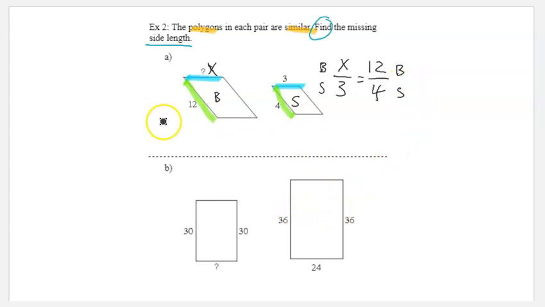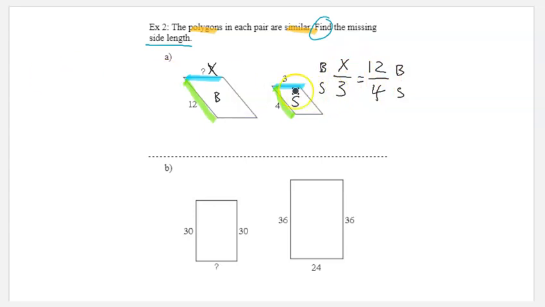Okay, now to solve this proportion, I need to think what divided by 3 equals 12 divided by 4. Now it might help to simplify this. 12 divided by 4 is equal to 3, so I need something divided by 3 that is equal to 3.